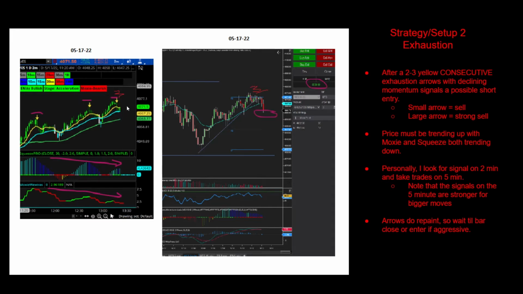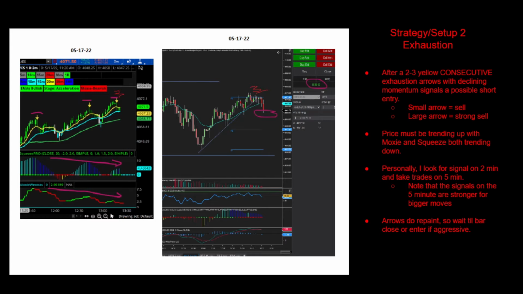Personally, I look for the 2-minute signal, but I trade on the 5-minute time frame. I find that works out a little better for me because the 2-minute gives me more of a heads up, and then I can look at the longer time frame to see where the actual pattern is, and it's more reliable for me as far as trading.